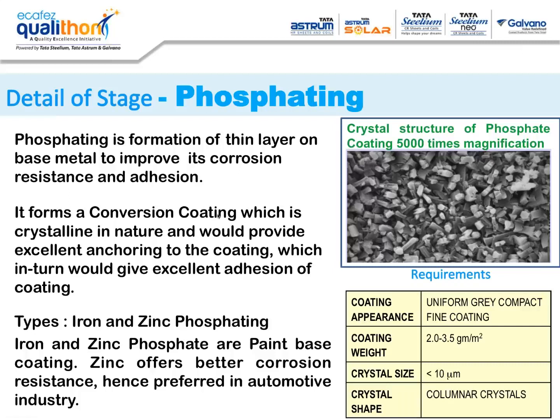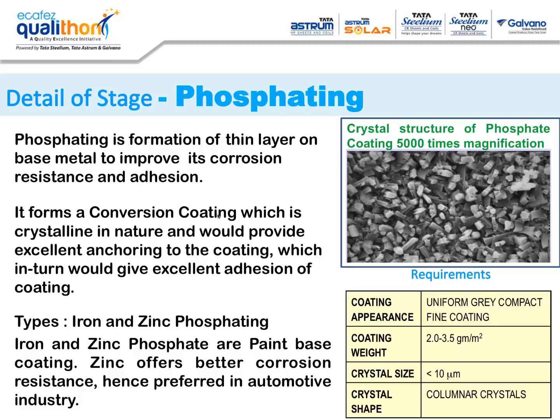Now this particular stage, which is very important, we call it phosphating. This is basically a formation of a thin layer on the base metal to improve the corrosion resistance and adhesion. It forms a conversion coating which is crystalline in nature and would provide excellent anchoring to the coating. Because of the roughness, you can see the photograph is showing about 5,000 times magnification of phosphate crystals, and you can see the roughness which is created, and this roughness will give the anchoring or holding of the coating onto the surface. In turn, it would give excellent adhesion of coating.